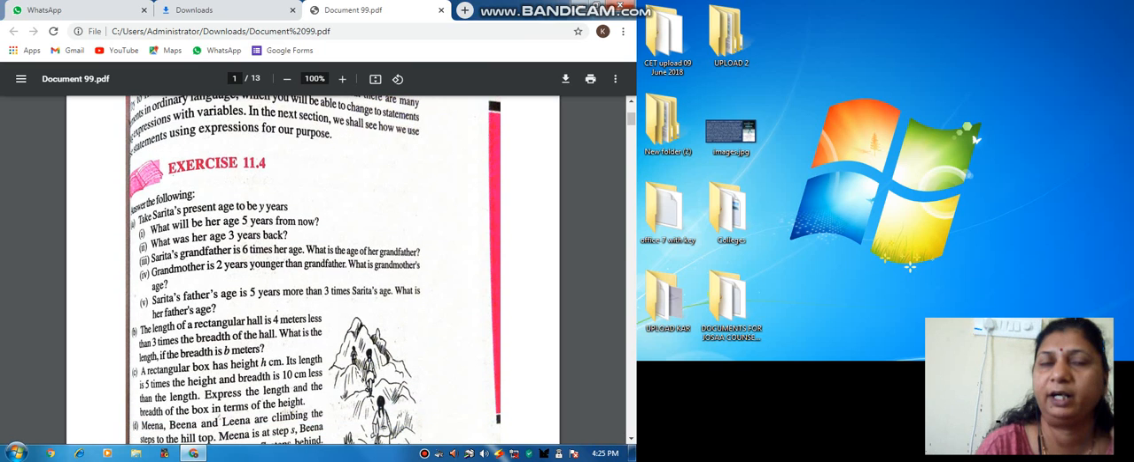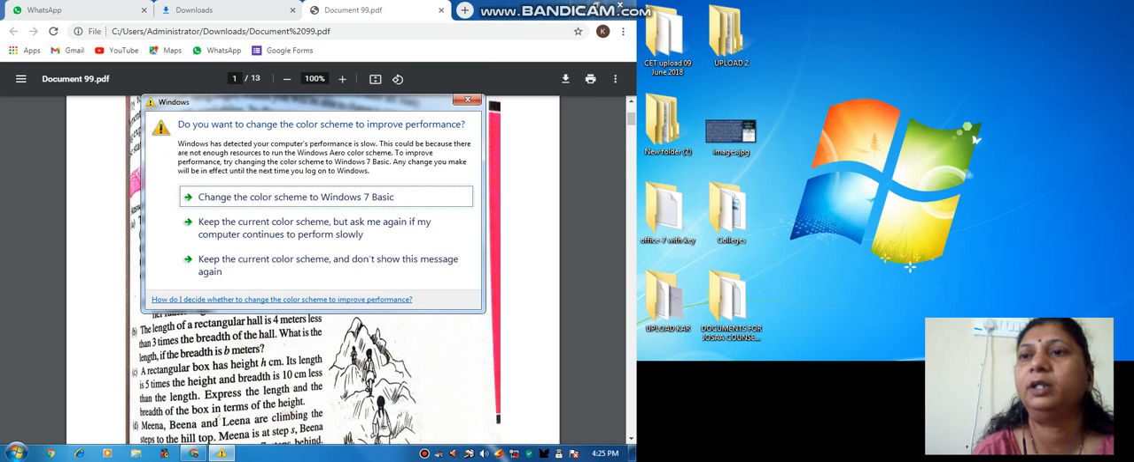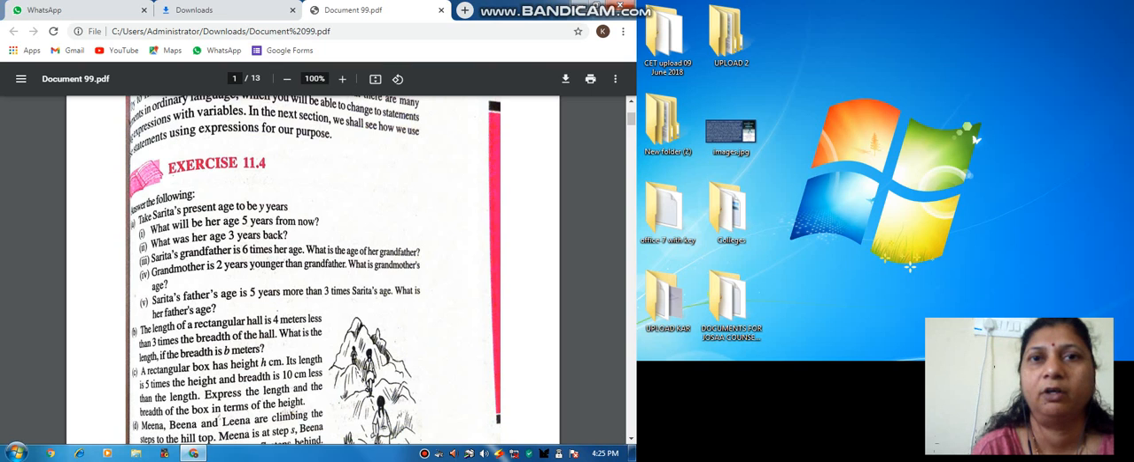So I will take the example of B. The length of a rectangular hall is 4 meter less than 3 times the breadth of the hall. See here, which is greater, length or breadth? Definitely length, na? So which is smaller, we have to assume. So let's assume here the breadth is b.